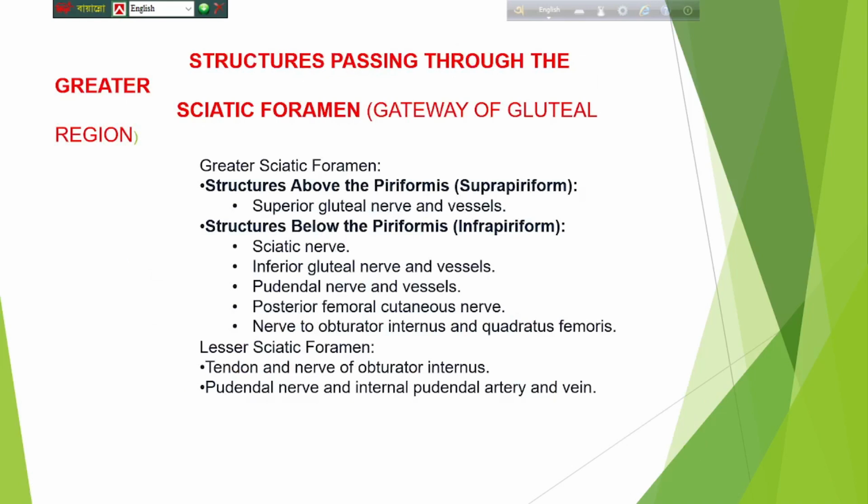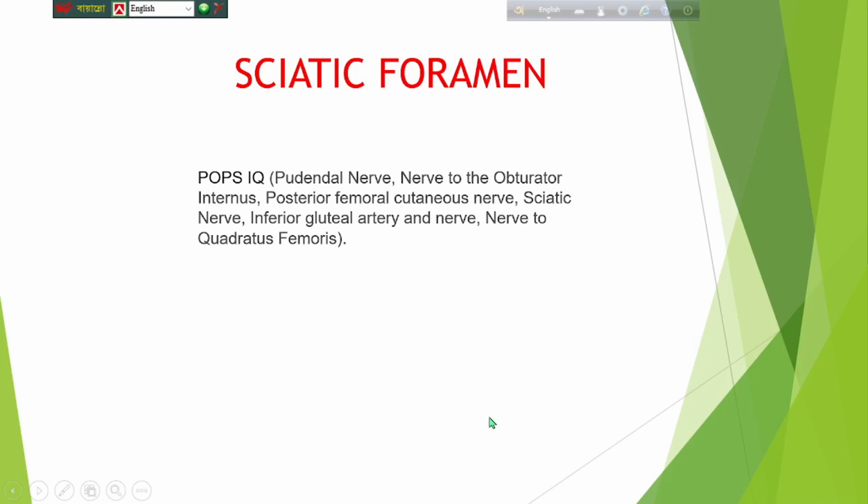Now we know about the structures passing through the greater sciatic foramen. It has another name, gateway of the gluteal region. So the structures passing through the greater sciatic foramen above the piriformis are the superior gluteal nerve and vessels, and structures below the piriformis are the sciatic nerve, inferior gluteal vessels and nerves, pudendal nerve, posterior femoral cutaneous nerve, nerve to obturator internus, and nerve to quadratus femoris. The lesser sciatic foramen transmits the tendon and nerve of obturator internus, the pudendal nerve, and the internal pudendal artery and vein.